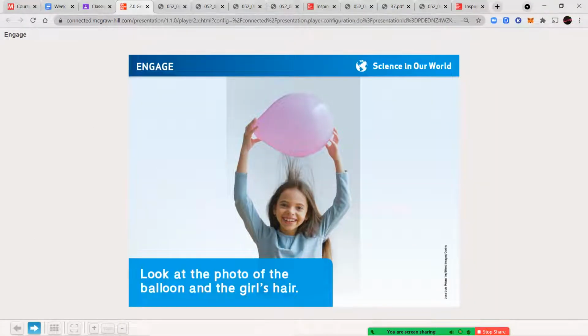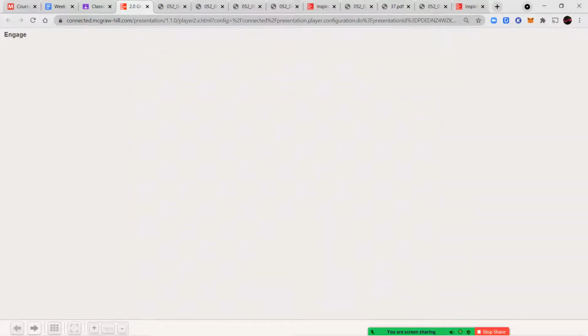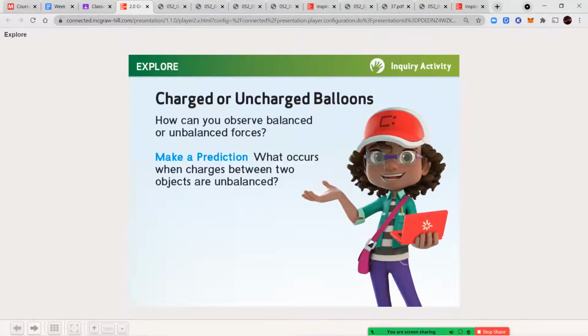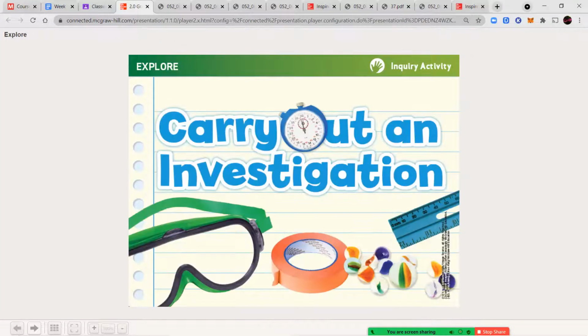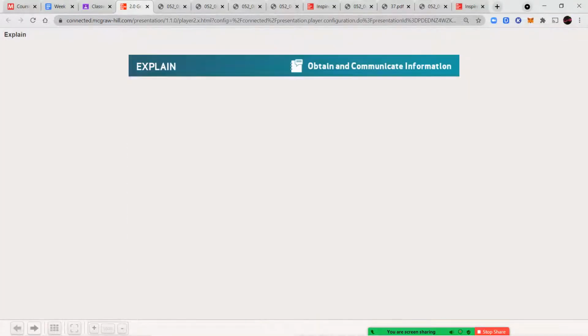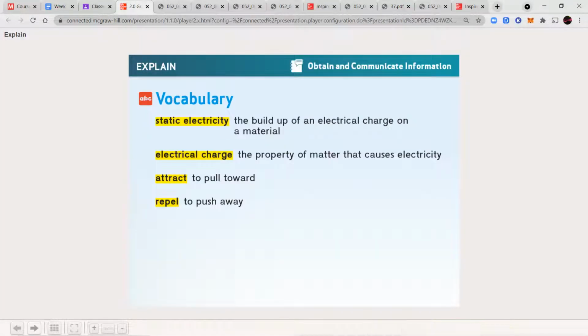So let's jump back over here to our slides. We're going to skip past the parts we already talked about and the inquiry activity, and we're going to take a look at our vocabulary. Static electricity is the buildup of an electrical charge on a material. Electrical charge is the property of matter that causes electricity. So electrical charge is what makes electricity happen.